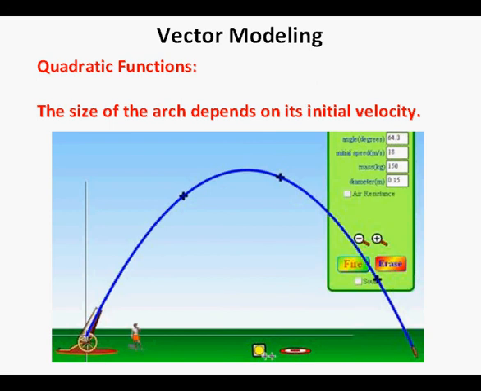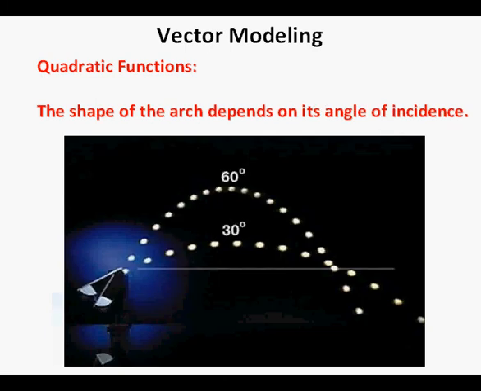The size of the arch depends on the initial velocity of the object being launched or fired. However, the shape of the arch depends on the angle of incidence at which the object was launched or aimed. We call this the angle of incidence, and here's a drawing showing two different angles of incidence, one of 30 degrees up from horizontal and one of 60 degrees up from horizontal.